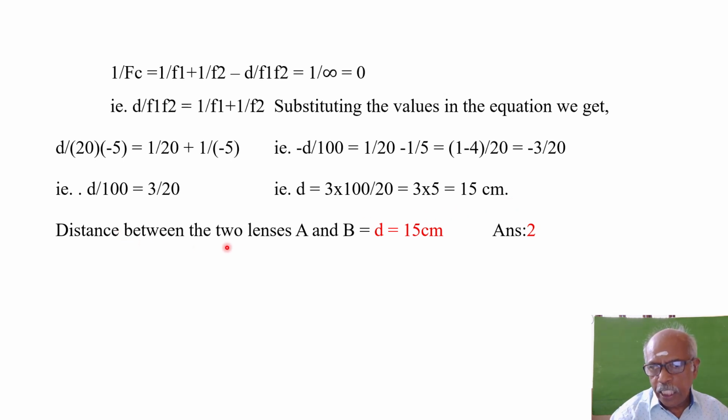So that is the distance between the two lenses A and B. D is equal to 15 centimeter. Option 2 is the right answer.